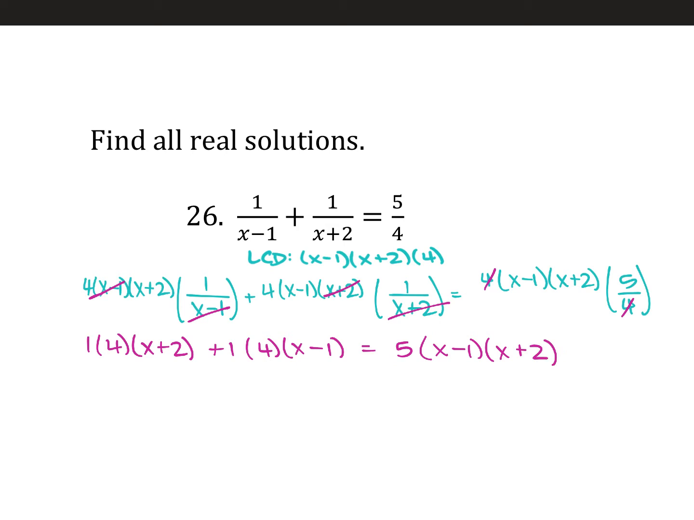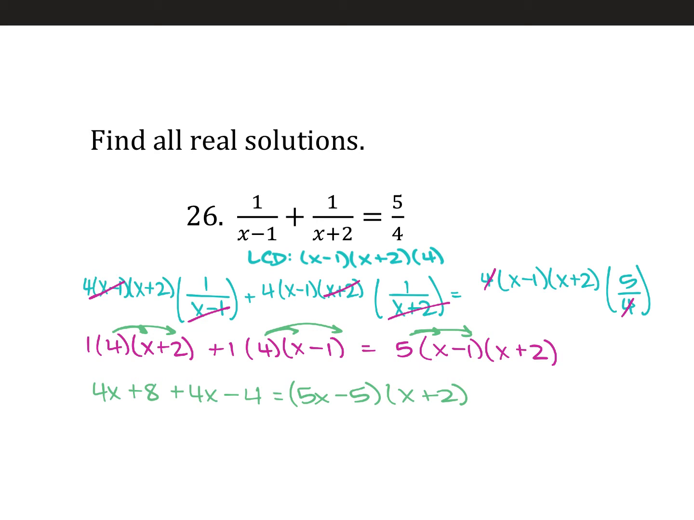From here, multiply these out. The 1 times 4 is 4. Distribute the 4 into the parentheses for both of these. And then I would FOIL out the x minus 1 times x plus 2, and then distribute the 5, or you can distribute the 5 first and then FOIL. It's up to you. So the 4 times x is 4x. The 4 times 2 is 8. Then again, the 4 times x is 4x, and 4 times negative 1 is negative 4. The 5 times x is 5x. The 5 times negative 1 is negative 5. So you're multiplying that by x plus 2.